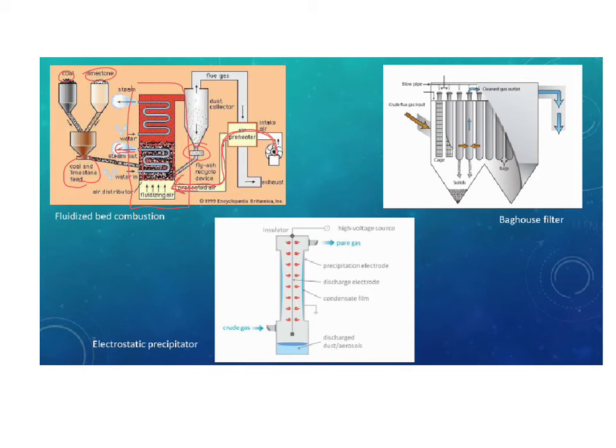Here's an example of a baghouse filter. It was tough for me to get a good graphic that really showed what was going on. So the crude flue gas input comes in here and it flows over these baghouse filters, right?